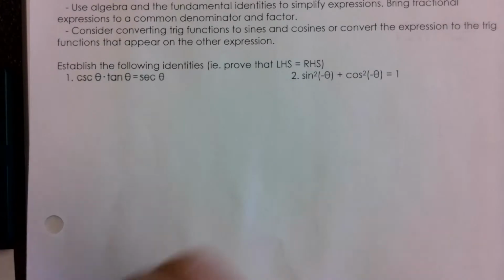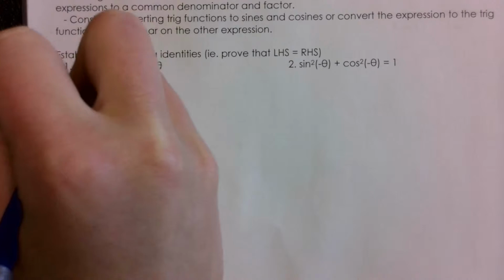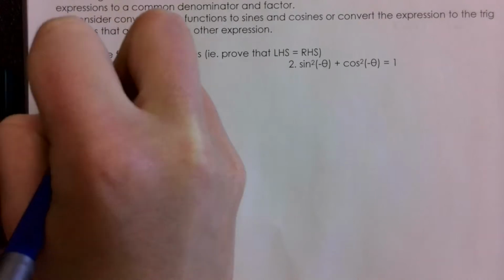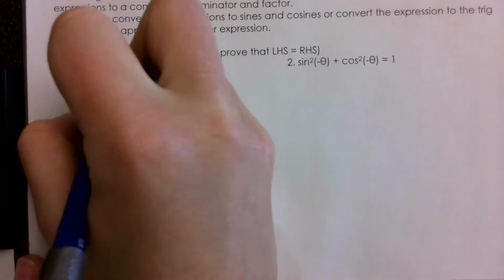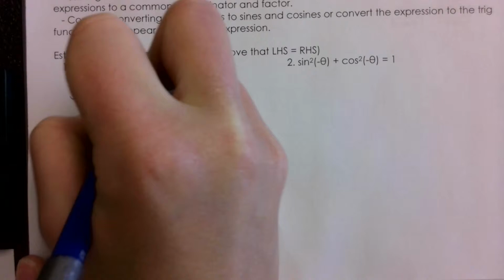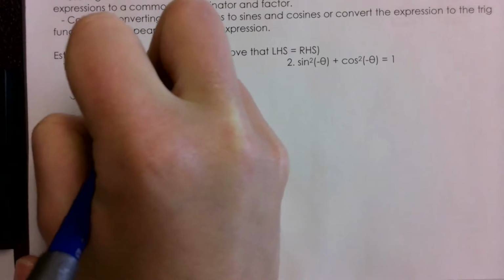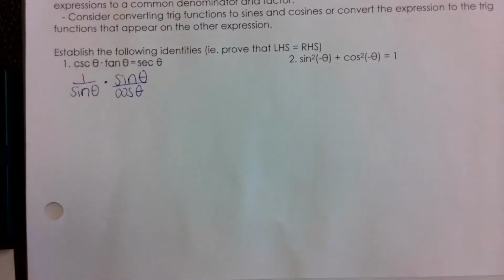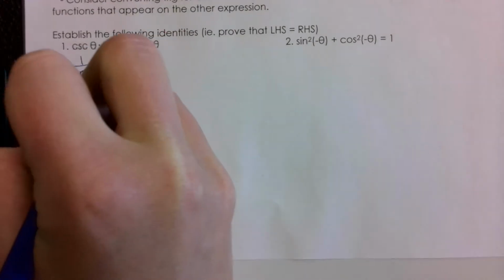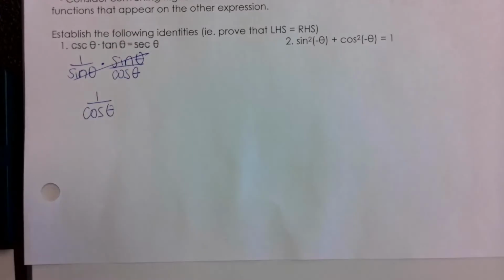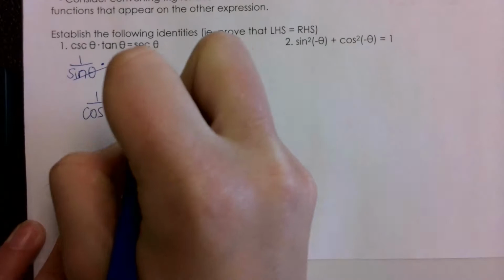1 over sine, so we'll say 1 over sine theta times tangent, and what is tangent? Sine theta over cosine theta. So then what happens after that? Your sines cancel, so we've got 1 over cosine. And what is 1 over cosine? Secant. And that's what we were trying to prove, so you're all good.